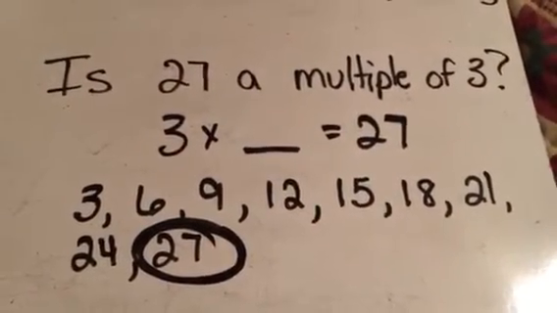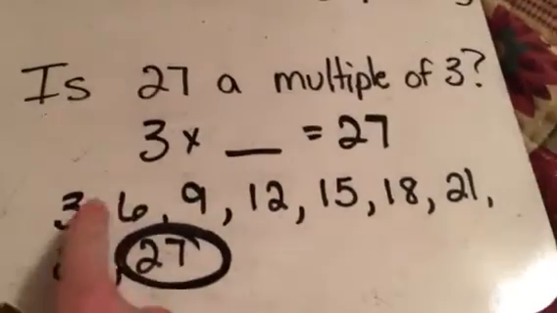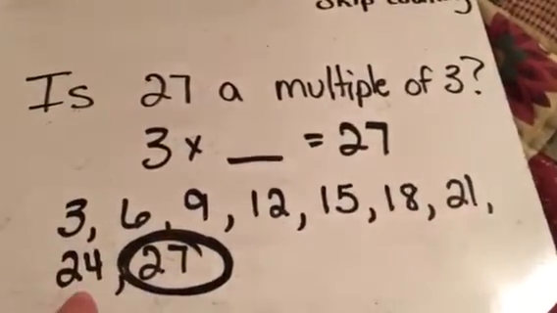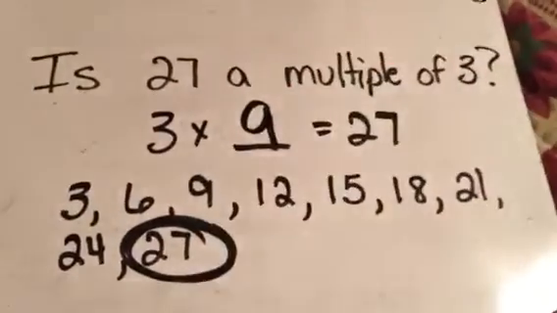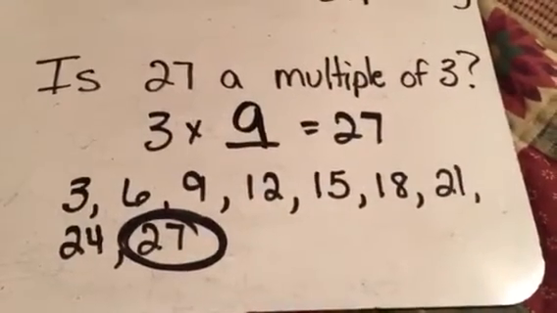27 is a multiple of 3 because if I'm counting by my 3s, 3, 6, 9, 12, 15, 18, 21, 24, 27, I do hit it. And it was 3 times 9.